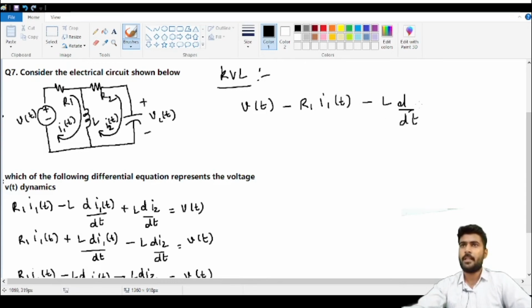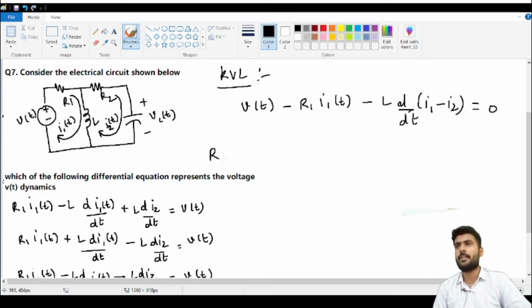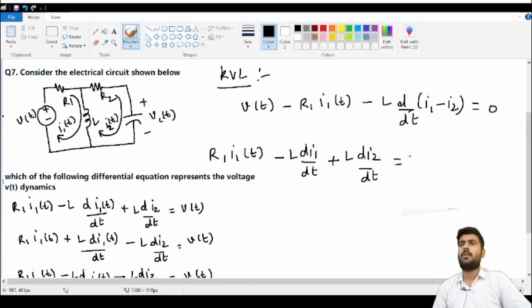di by dt of I1 minus I2 is equal to 0. Now if we rearrange the terms, we get R1 I1t minus L di1 by dt plus L di2 by dt is equal to, hang on, it will be positive and this one will be negative, equal to Vt. So it matches the second option, which will be the correct answer.